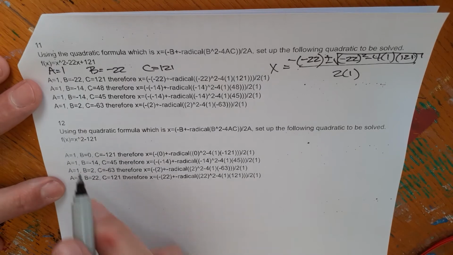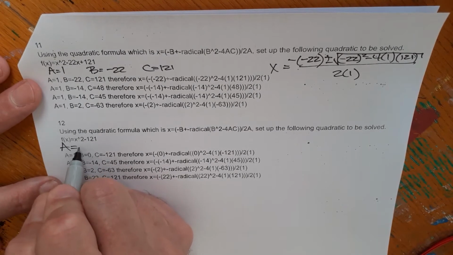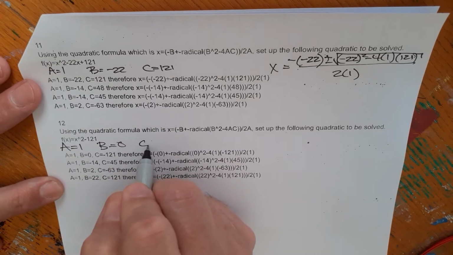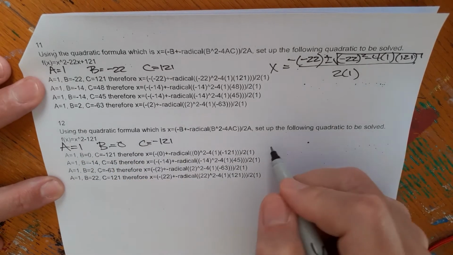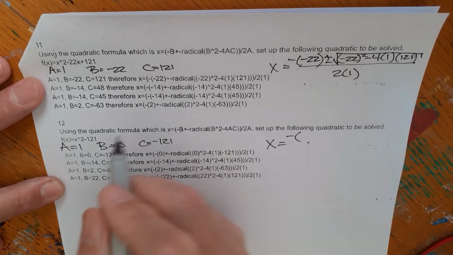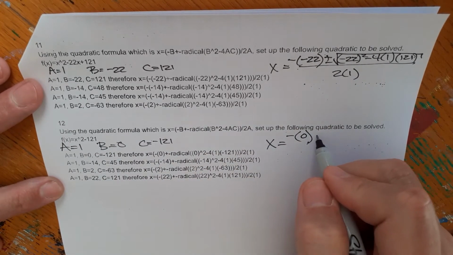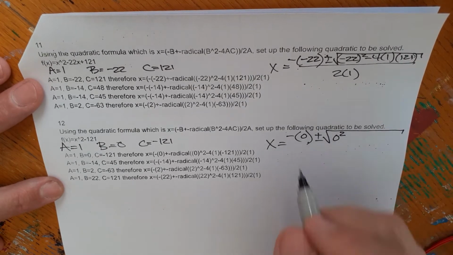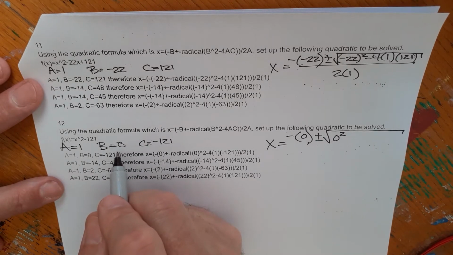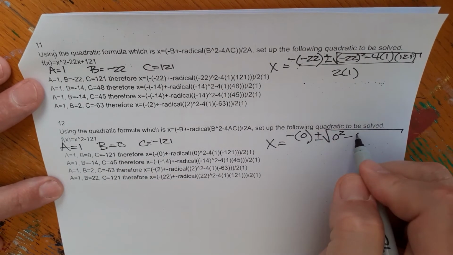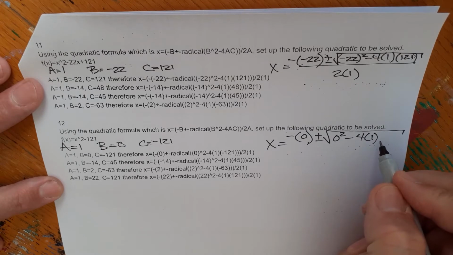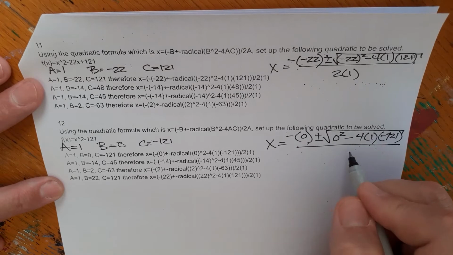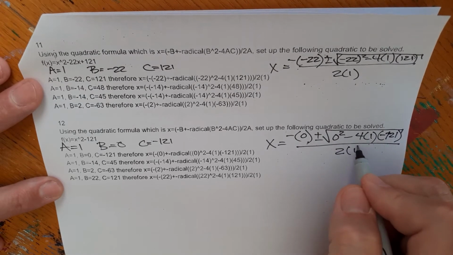One more. So this is interesting. A equals 1, b equals 0, because there is no middle term. C equals negative 121. X equals negative b, which is 0, plus or minus radical b squared, which is 0 squared. Let's write it out first, then we'll worry about simplifying it. Minus 4 times a times c, negative 121, all over 2 times a, 2 times 1.